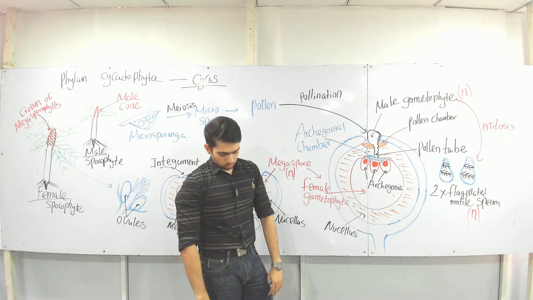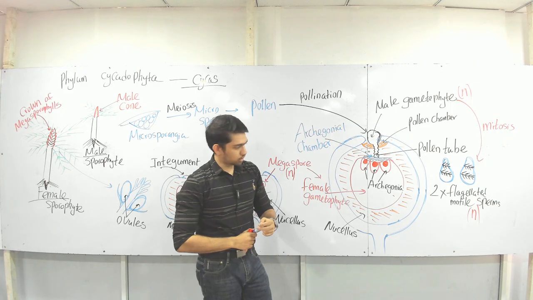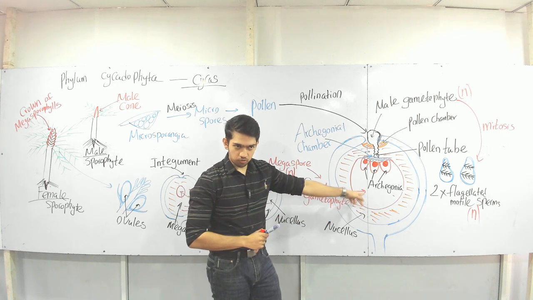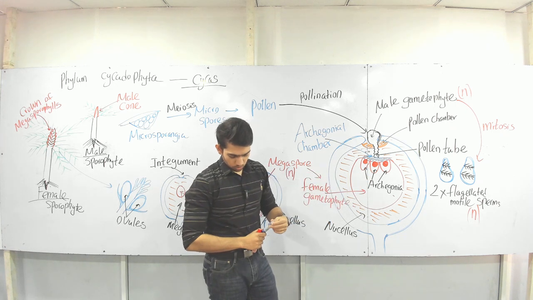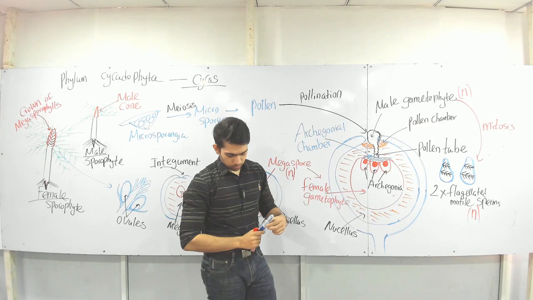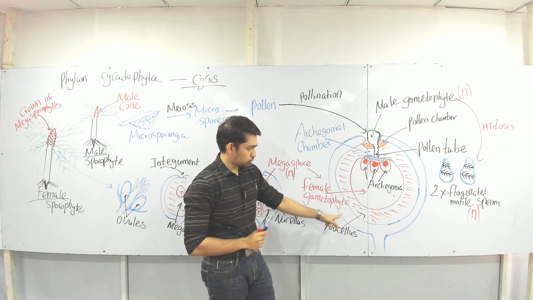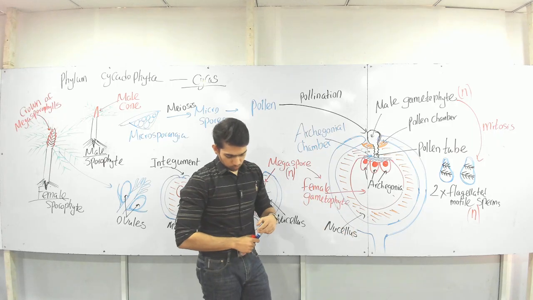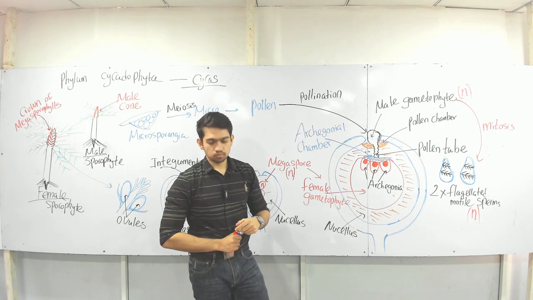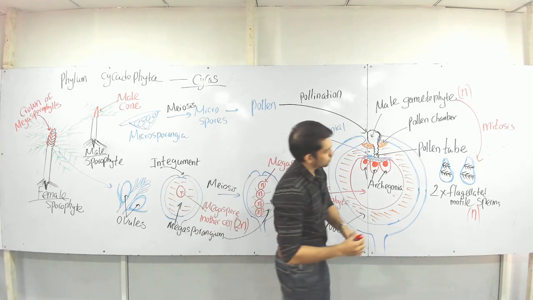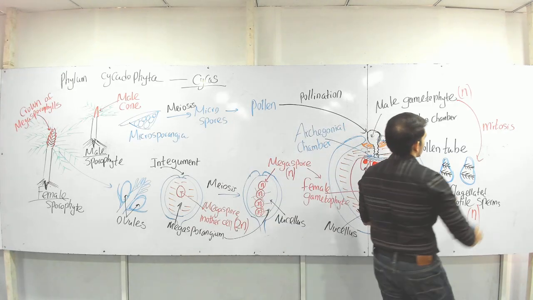Remaining female gametophyte becomes the endosperm, which provides nutrients for the developing embryo during seed germination. Integument becomes the seed coat, the blue colored integument. The ovule becomes the seed. So let me draw the ovule small.